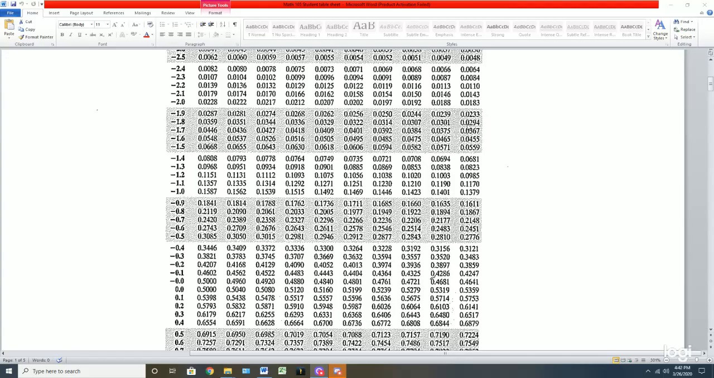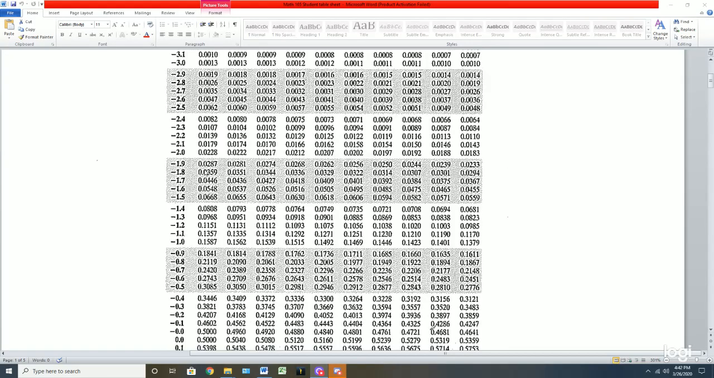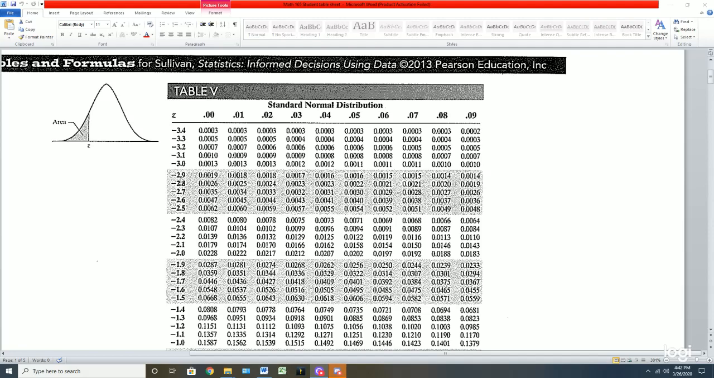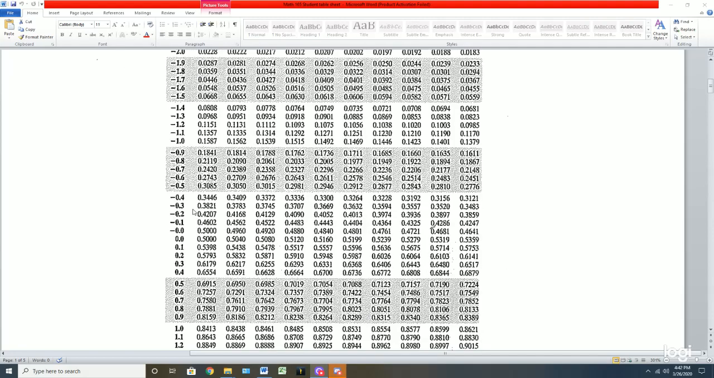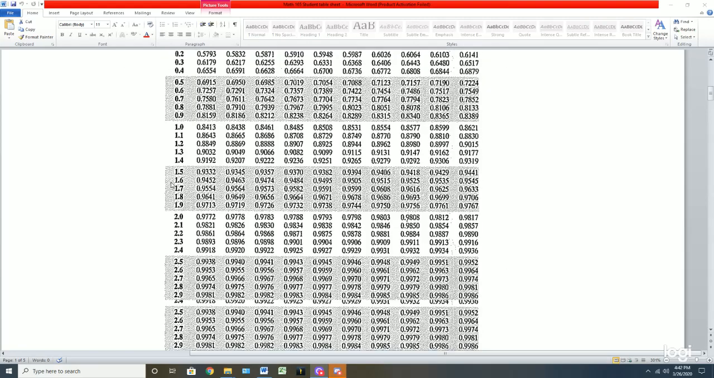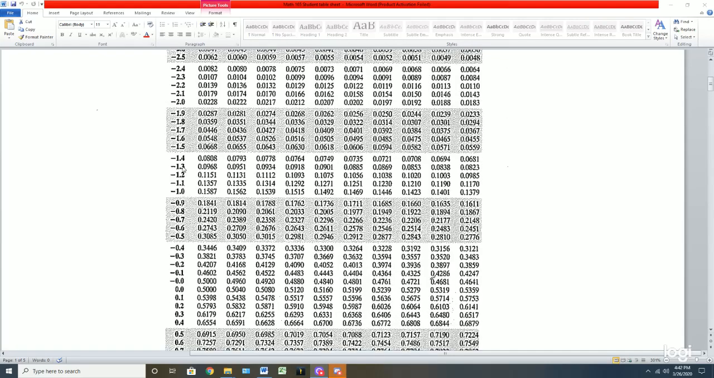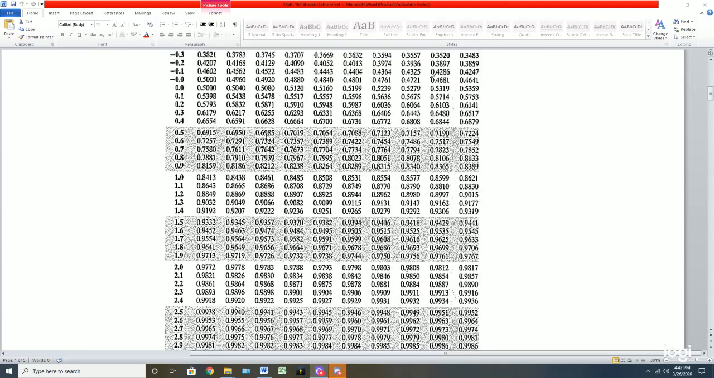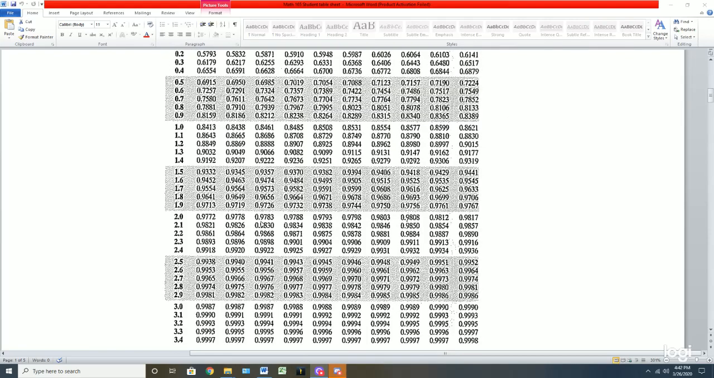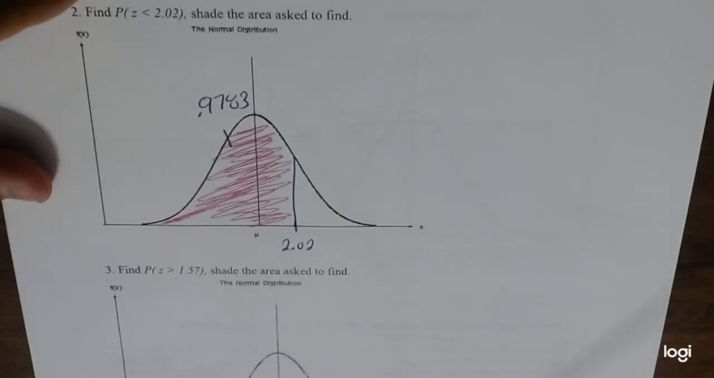So first two numbers is 2.0, right? So remember, it's 2.0, the first two numbers. Do not just ignore the 0 because you want to. You have to put all the numbers. So the first number is 2.0, so you should be looking here, and the last number is a 2. So our answer should be 0.9783. So that is our area, or the probability, 0.9783.